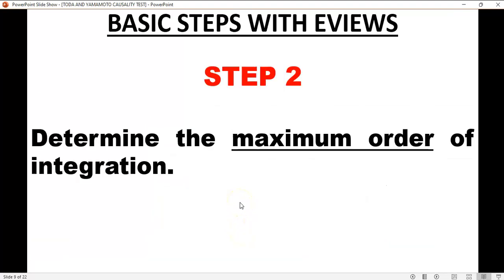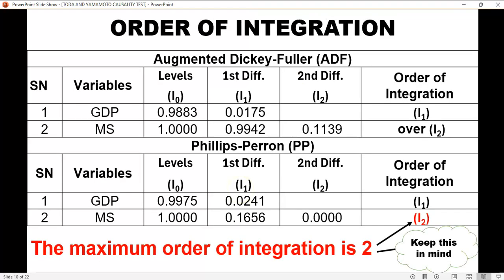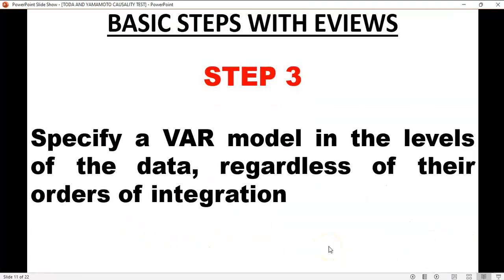The next step is to determine the maximum order of integration. We go back to that table and look at it. The highest is I(2), so the maximum order of integration is 2. If our variables were stationary at levels and the other one at first difference, then the maximum order of integration would be 1. For this one, the highest is 2. So our maximum order of integration is 2. Now move to the next step.